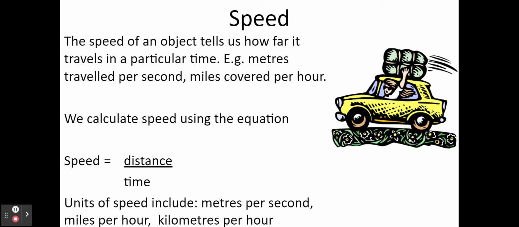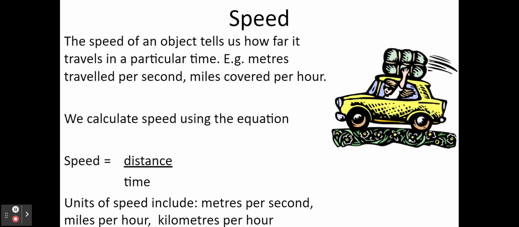So the speed of an object tells us how far it travels in a particular time. So the number of miles covered per hour or the number of meters covered per second. Typically, if you think about a car journey, you'll talk about the number of miles covered in an hour because the number of meters covered per second in a car is not very useful given that you cover quite large distances. So how do we calculate speed?